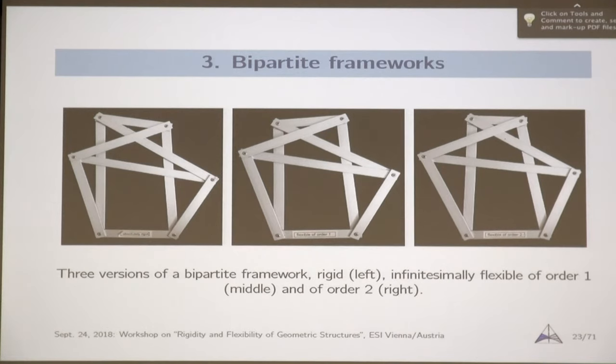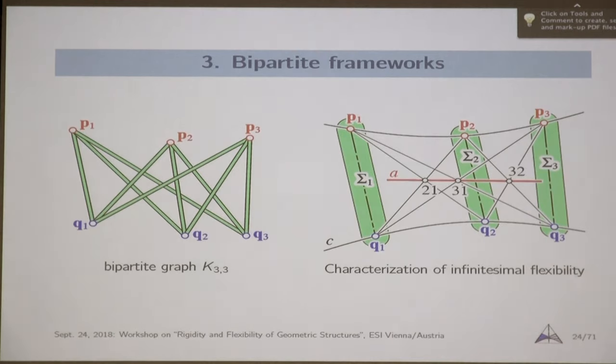It is not hard to prove that we have an infinitesimally flexible position if these three points are aligned, and from geometry we know that this is Pascal's theorem on conics. This is equivalent to the fact that the 6 points have to be located on a conic, which in this case is a hyperbola. If you remember the four bar or this derived structure, we had this Desargues configuration which characterizes infinitesimal mobility. Here we have a characterization by a conic.